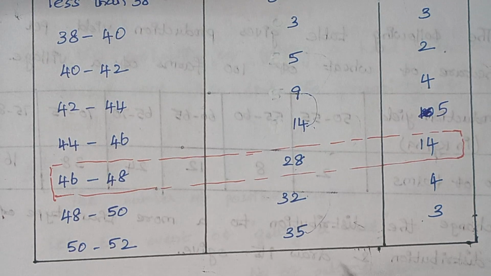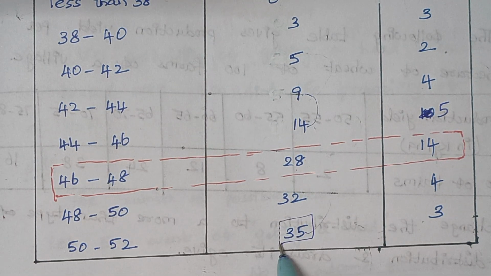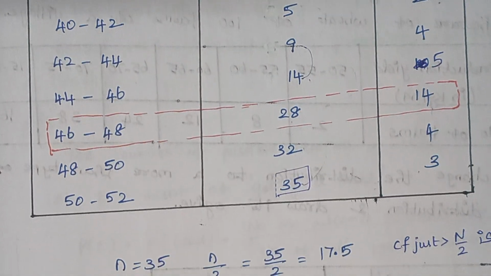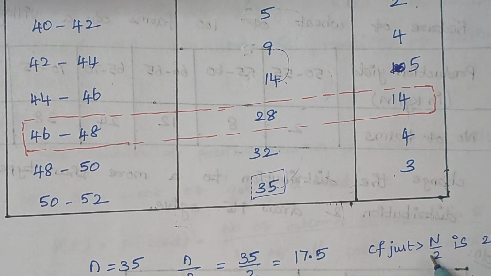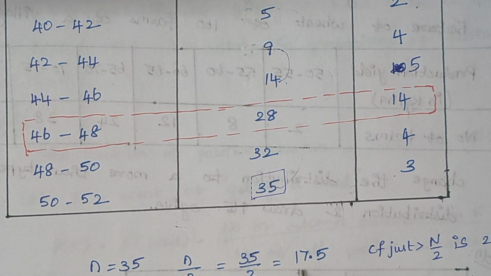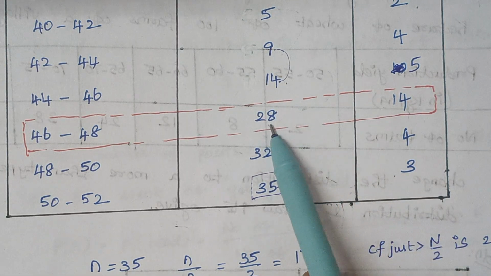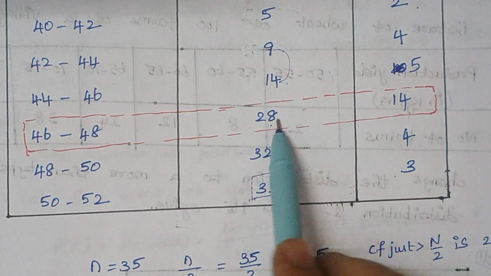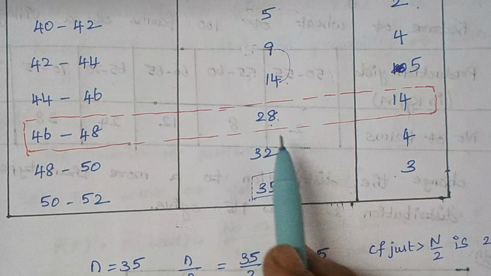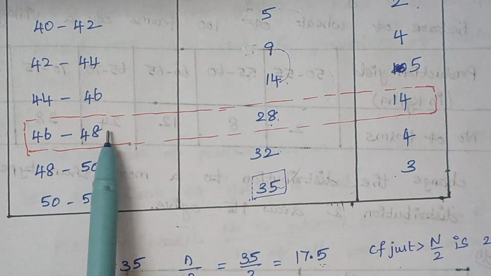What is the value of n? Here the value of n is 35. Therefore n by 2 gives you 17.5. So the cumulative frequency just greater than n by 2, which is 17.5, is 28. This is our cumulative frequency column. So here it is 28, and the corresponding class here is 46 to 48.